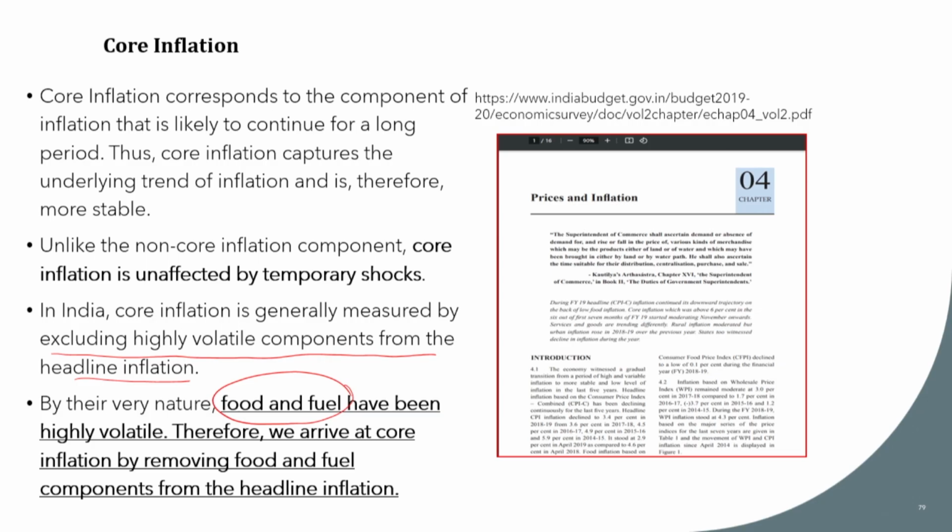So what we get after excluding these from the headline inflation, if you remove the volatile components like food and fuel, is the core inflation. The advantage of core inflation is that it captures the underlying trend of inflation in the country, and it is therefore more stable.